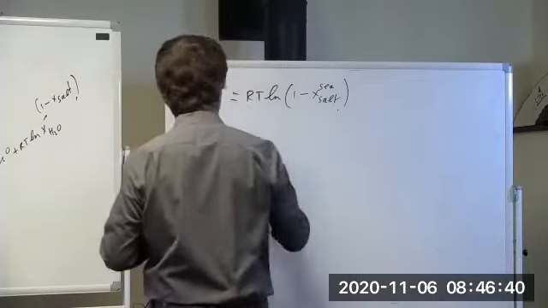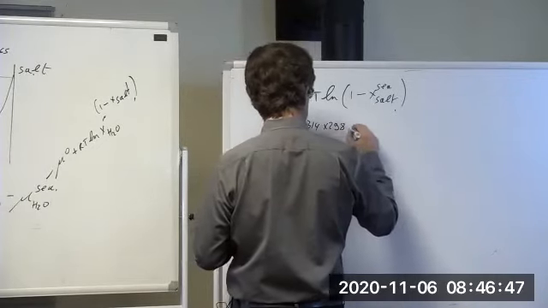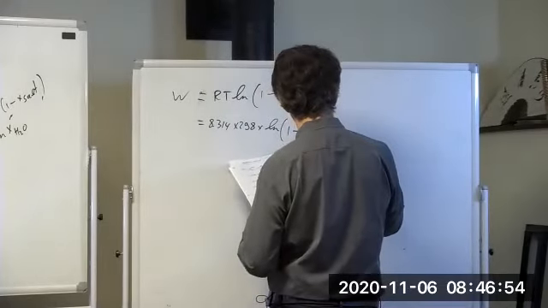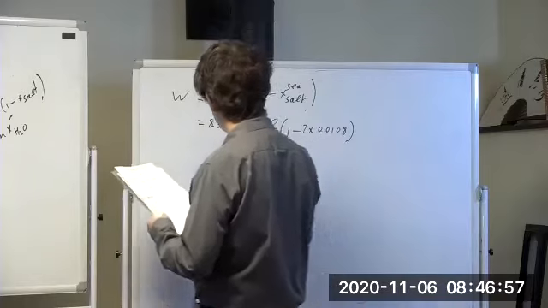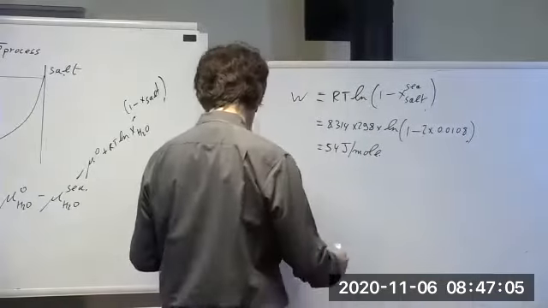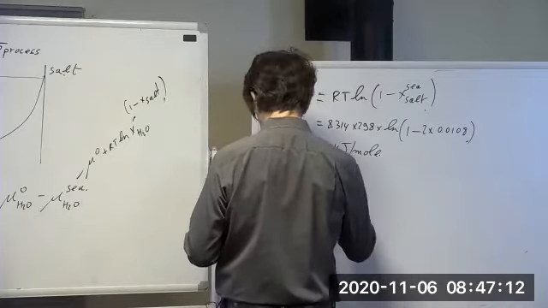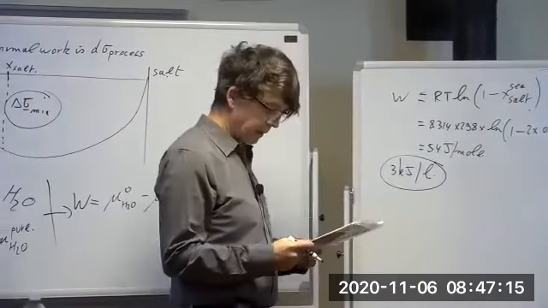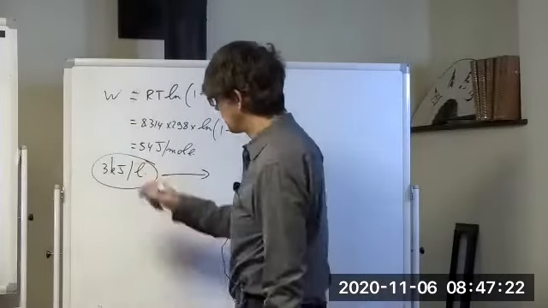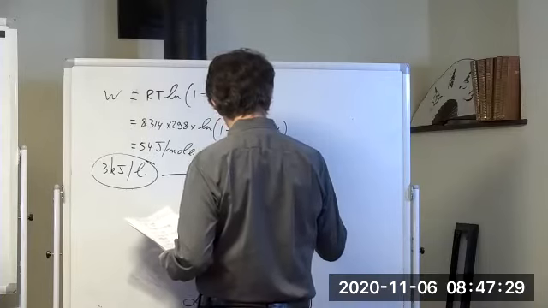Okay, put in numbers. At room temperature, 8.314 joules per mole per Kelvin times 298 times the log of 1 minus 2 times 0.0108, numbers I've used before, and you find that it is 54 joules per mole. Or if you like it per liter, is the way you would sell it, it's 3 kilojoules per liter. Or if you're going to do this with electricity, then you may want to know how much this is in kilowatt hour. 3.6 kilojoules is a kilowatt hour. So this is approximately 0.83 kilowatt hour per liter.